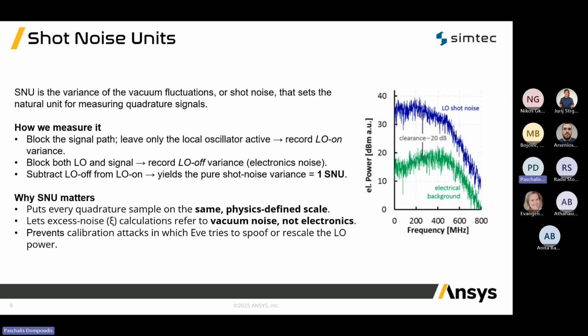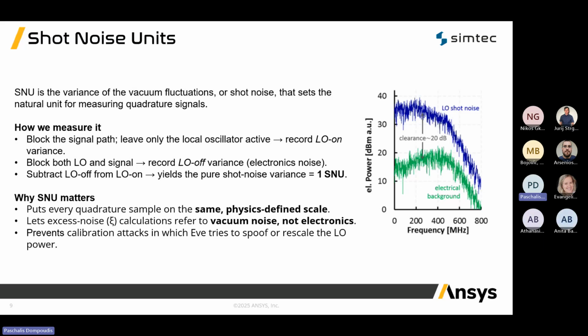Then we have the shot noise units. In order to judge the performance of our QKD system, we need a reference, which we call a shot noise unit. The shot noise is the tiny and unavoidable noise that even an ideal laser pulse picks up. Its variance sets the fundamental noise floor allowed by quantum mechanics.